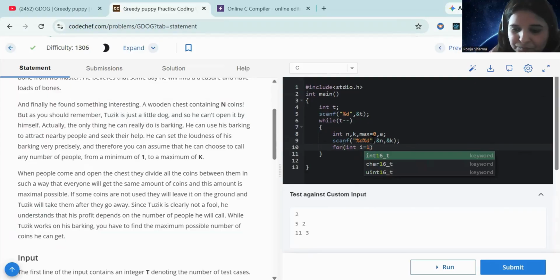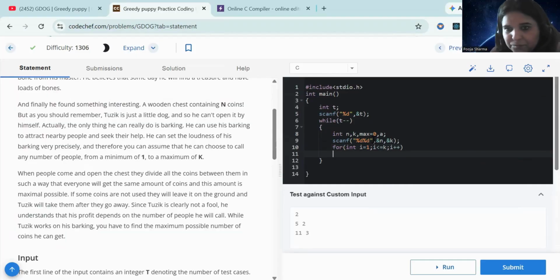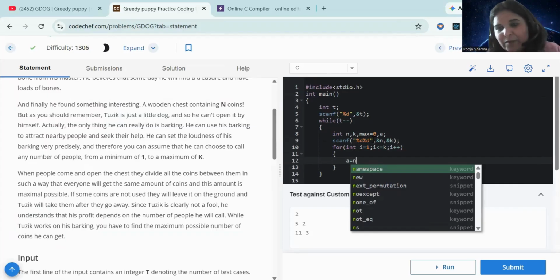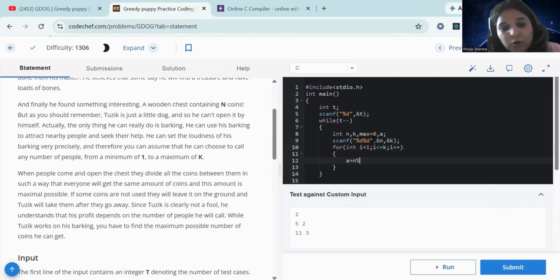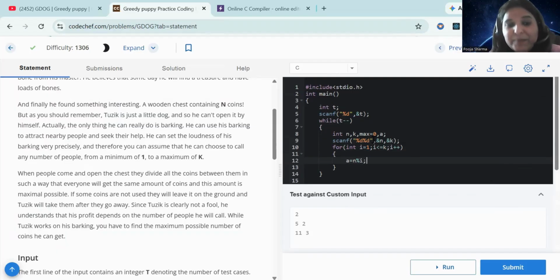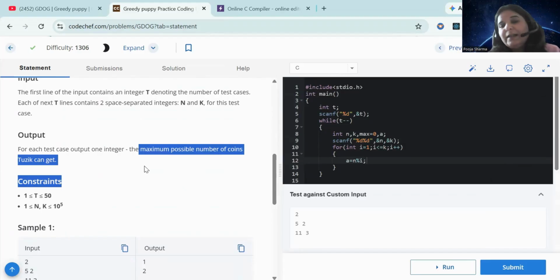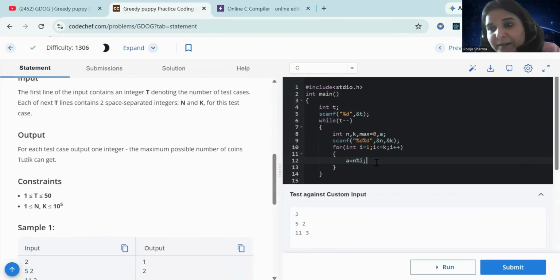So here, what he will do, he will check and he will find whatever the number you have entered, okay, I've entered 5 coins, and then how many people? 2 people. So how to find those people? With this i variable. First person, second person, because we have to find the maximum one. So this is the remainder, and we have to find the maximum remainder. So if you see in the output, maximum possible number of coins that he can get, right? So we find the remainder, right?